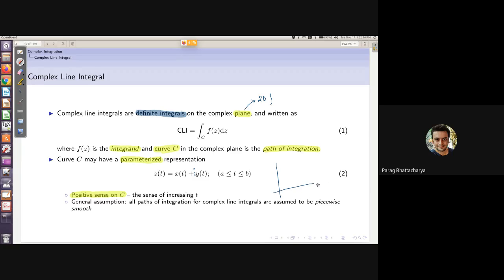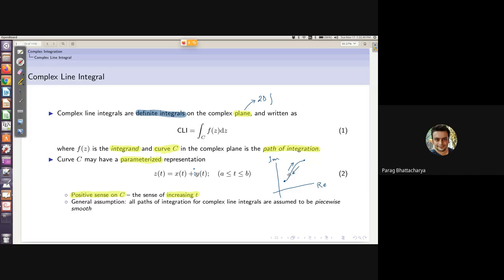We could have the real axis and the imaginary axis, and then we could have a curve like this. So this is the starting point and this is the end point. Whether you go this way or that way, one direction is positive and one direction is negative. Now how do you choose whether it's positive or negative? The answer is given by whether the t is increasing or not.